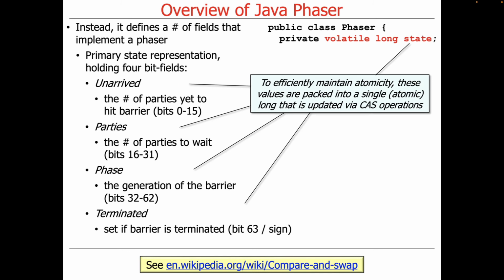And the way this works is all these values are packed into a single long that's volatile, which means that reads and writes to it in total are atomic, and it's updated using compare and swap operations. We've talked about compare and swap before, and that's where you can atomically update something. So that's how we can make sure that the values are managed atomically, by using compare and swap.